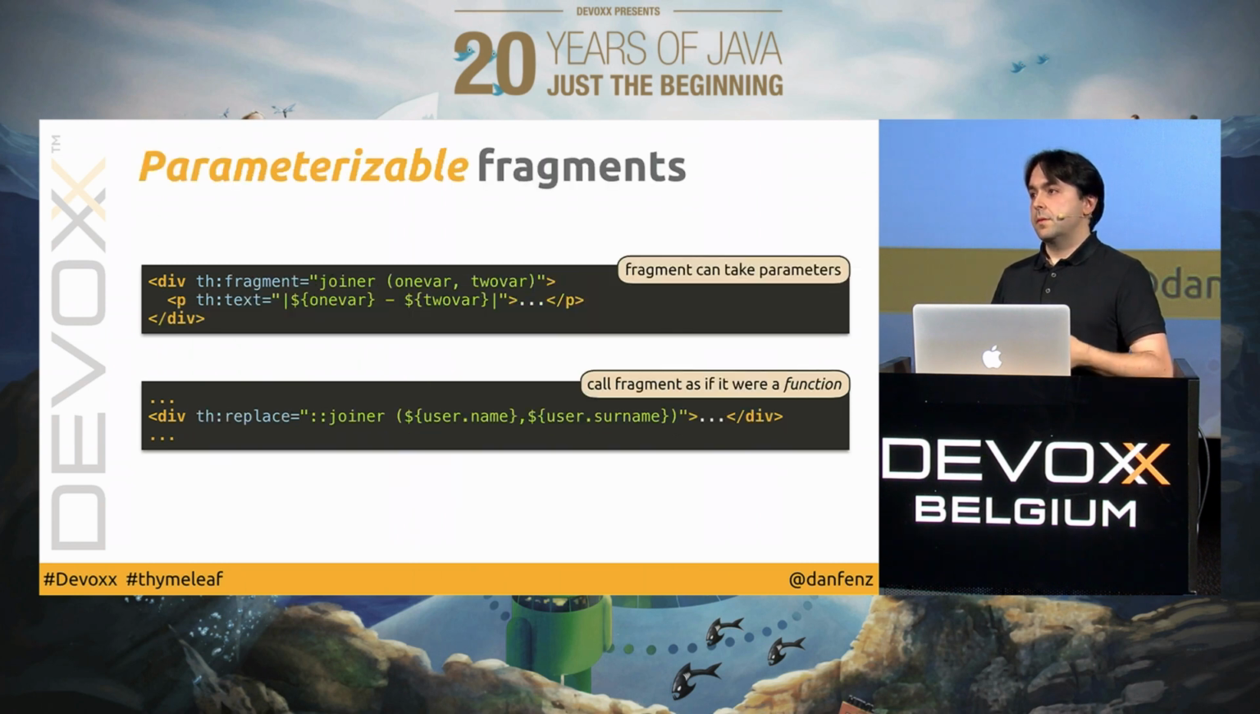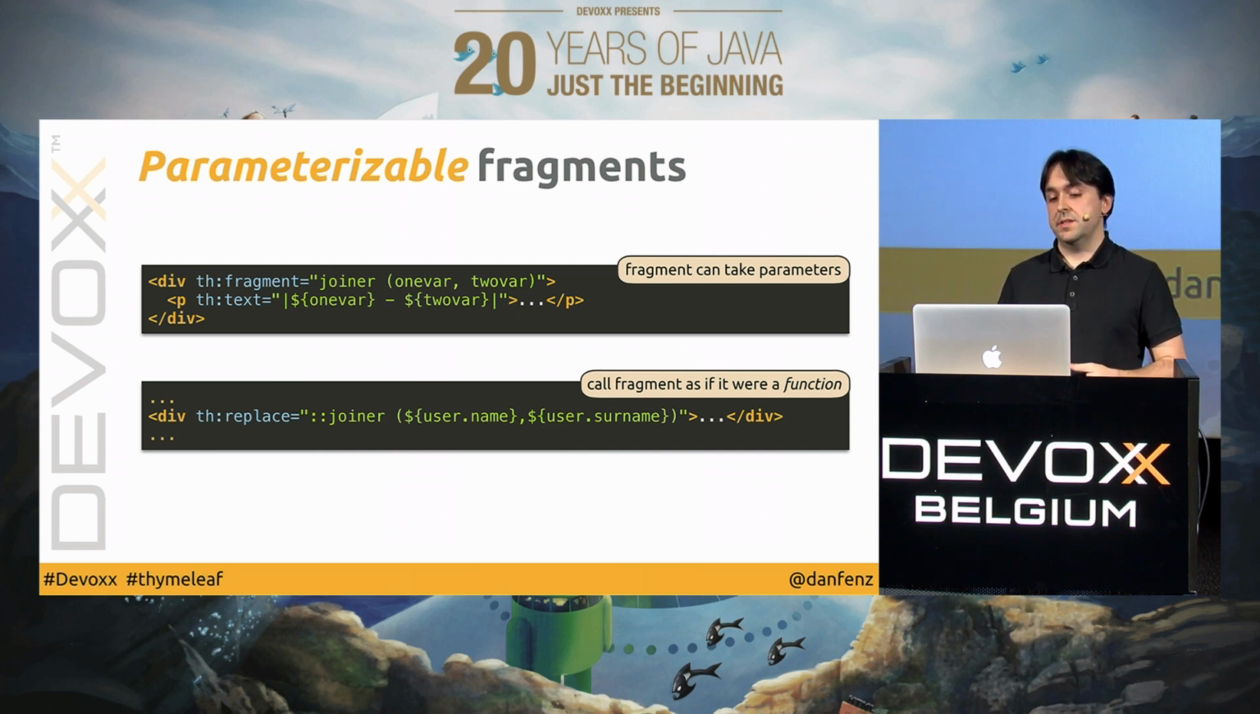What's more, we can add parameters to our fragments. If you have a look at that fragment declared in the first block of code, joiner can declare a couple of arguments, like one var and two var, then do whatever it wants with them. And we can call that joiner fragment from a th:replace or a th:insert by specifying values to those parameters. Username, surname, that's how we can call a fragment as if it were a function.